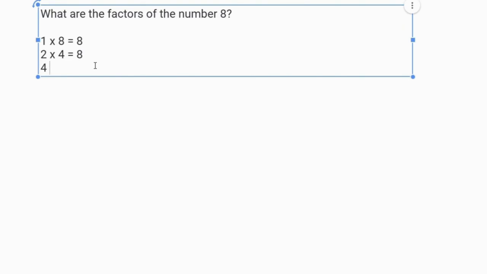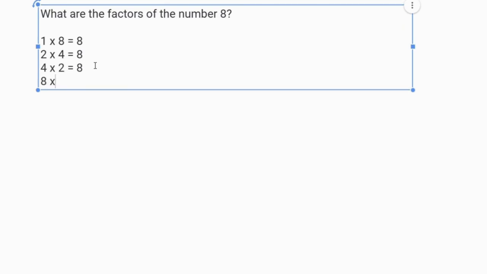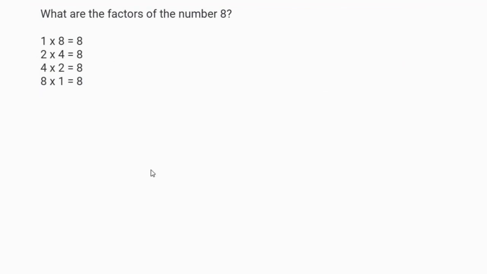The next number is 4, so 4 times 2 equals 8. And 8 times 1 equals 8. I don't know if you noticed, but there's sort of a pattern here. Once you repeat any number you already used, like we already used 4 and we started repeating it, that means the table is just going to do a little flip. You see what I mean? Like 8 was over here, and then 1 times 8, and then you do 8 times 1. You will see it more clearly when we do larger numbers.